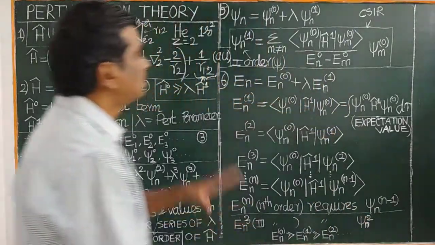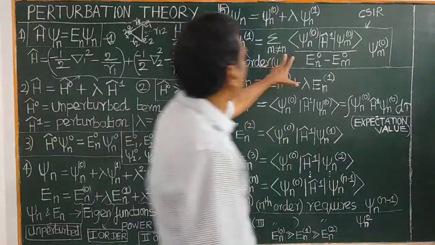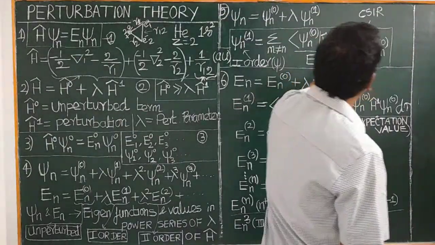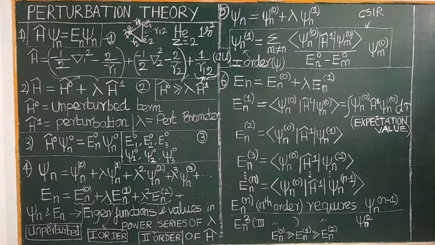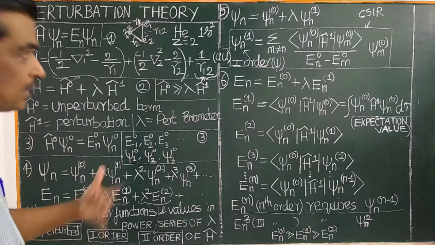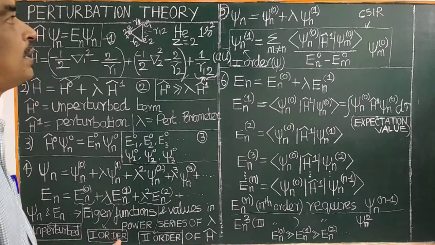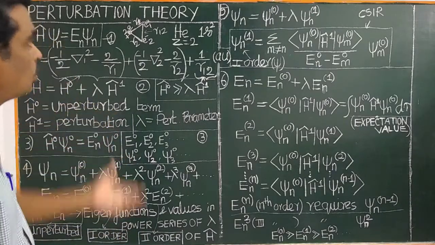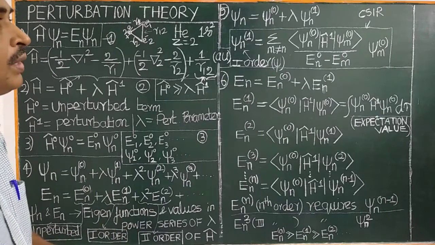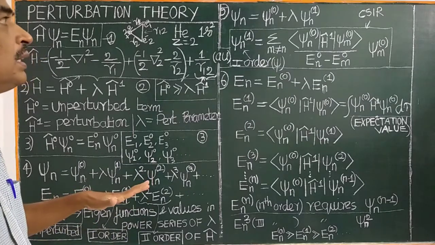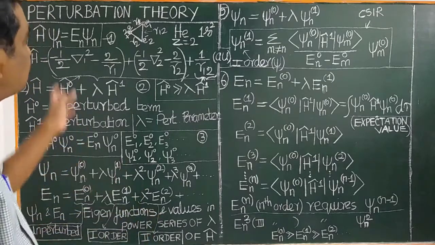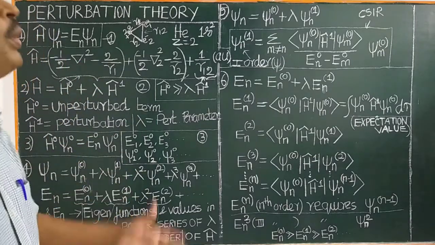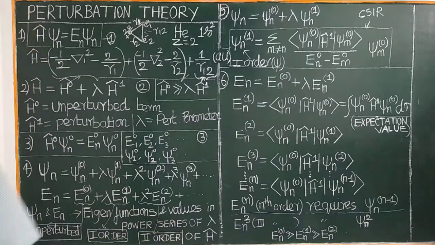This formula was often asked in CSIR. Please understand the fundamentals so that we can apply them in the next class to the helium atom and also the anharmonic oscillator. The simple harmonic oscillator can be readily solved. Let us apply this perturbation theory to the anharmonic oscillator and other problems. Thank you for watching.